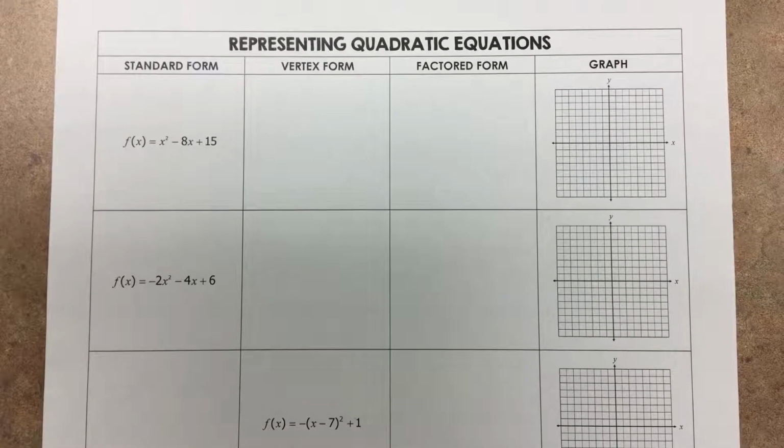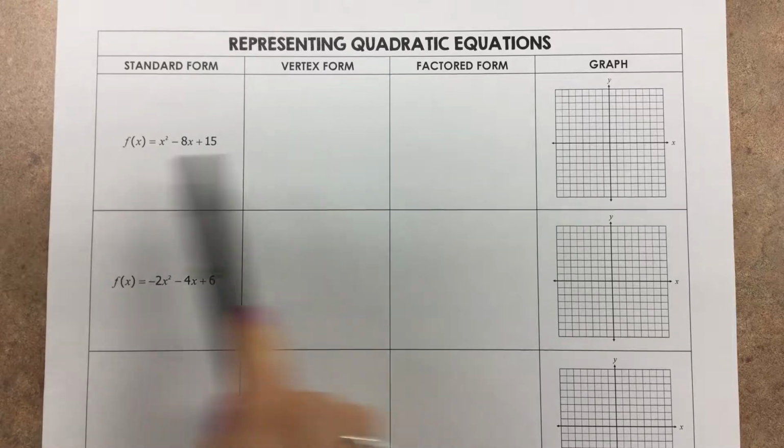This is Unit 4, Lesson 2, Part 2. So we're talking about all the different ways that we can represent quadratic equations. So there is the standard form, vertex form, factored form, and then what the graph looks like. So in each one of these, you're going to get one out of those four and then fill in the blanks for the rest. So we're going to try one of each type.